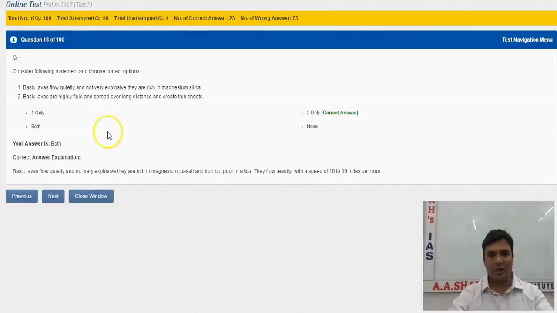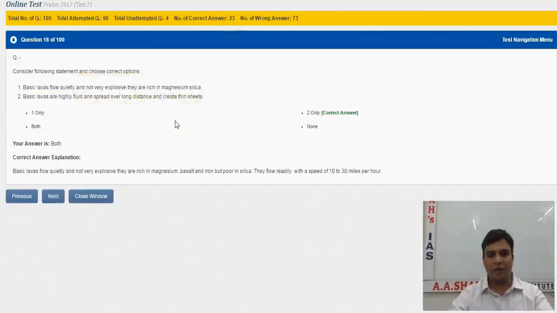अब इसमें correct answer क्या है? Correct answer is only option number 2. Basic lavas are highly fluid and spread over long distance and create thin sheets. Whereas पहला statement क्या है? Basic lavas flow quietly and not very explosive. They are rich in magnesium and silica.